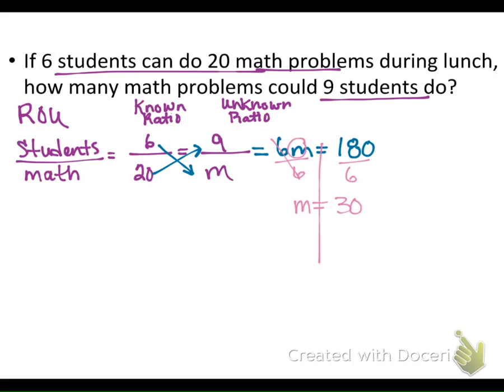Okay, so 30m. What did m represent? Math problems. So the other thing I'm going to look at is that you're putting your unit with your final answer on the word problem. And, oops, that was ugly.